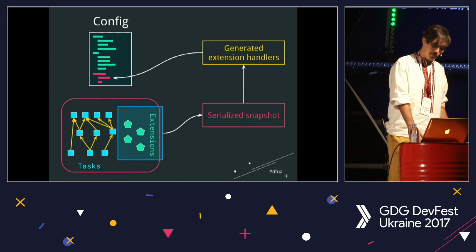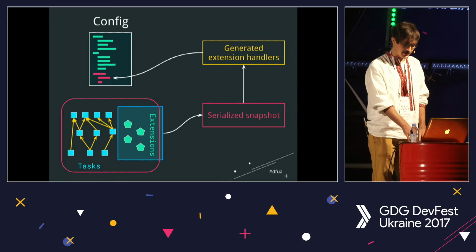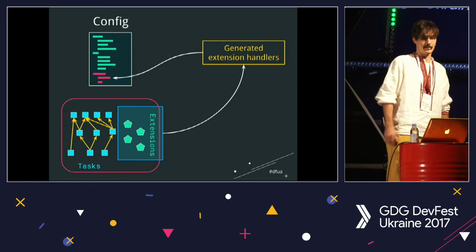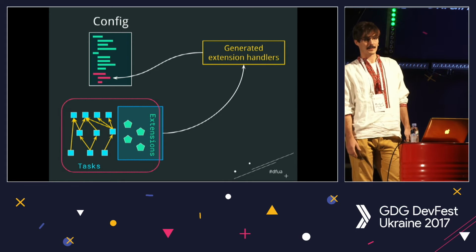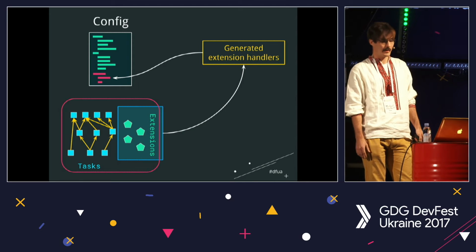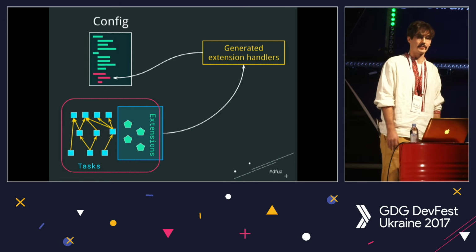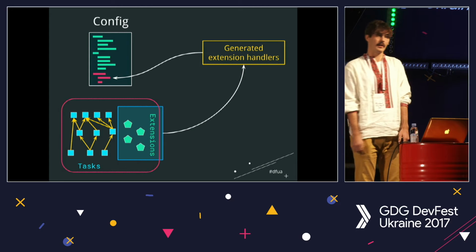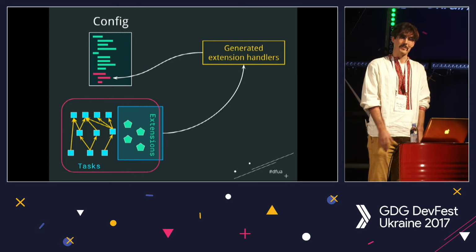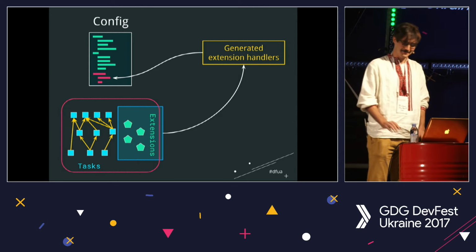With a new plugin definition system, you can skip this step, and Gradle will generate extension handlers automatically. Not instantly, but after 5 seconds, it will.